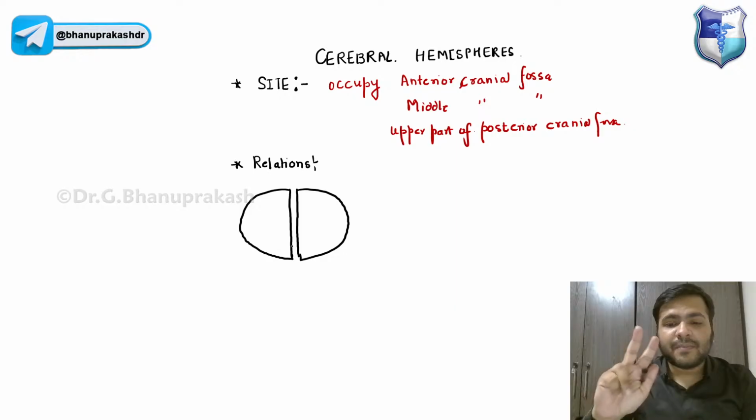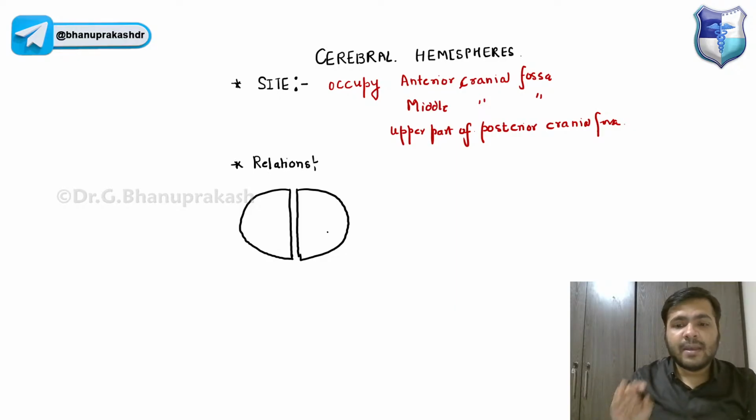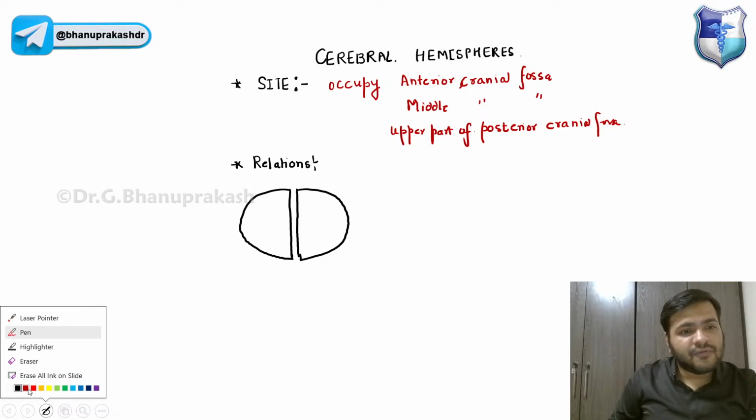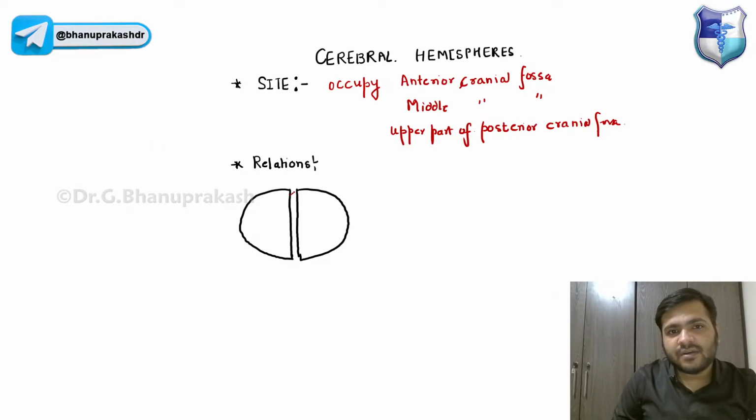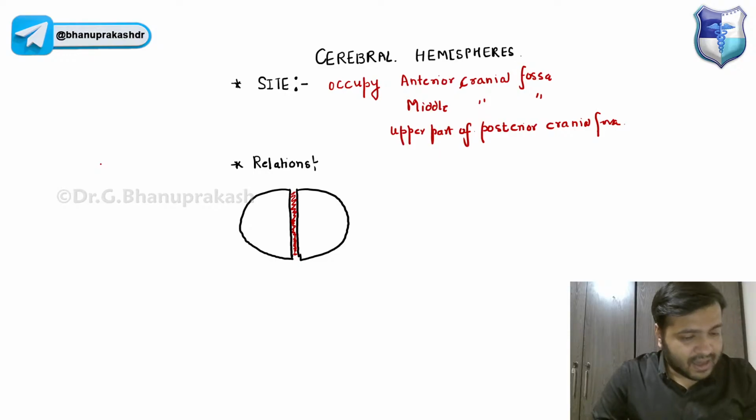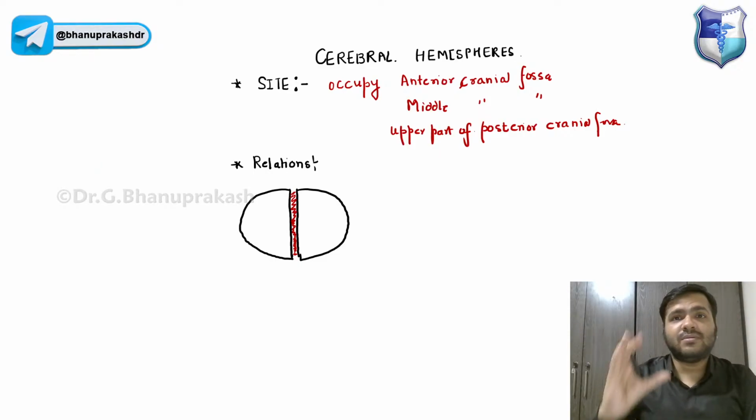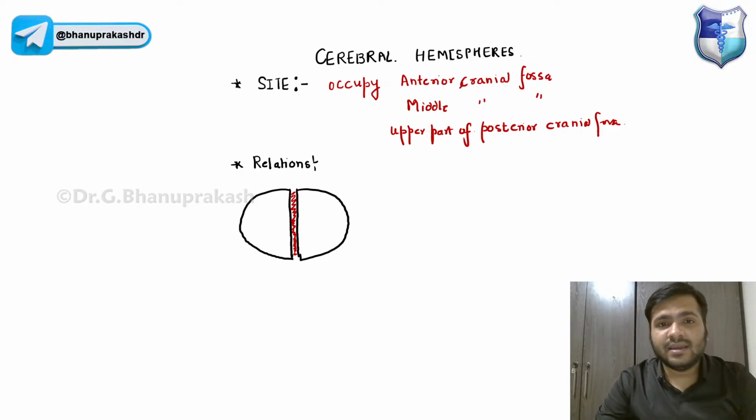Now guys, remember they are separated from each other by a sickle-shaped fold of dura over here. Sickle, like sickle cell anemia, exactly that sickle shape. You already know about the three meninges: the dura mater, the arachnoid mater, and the pia mater. The brain and the spinal cord are covered by these three layers.